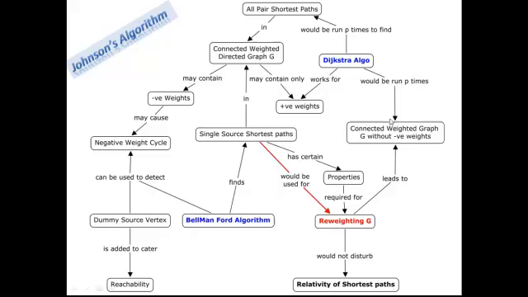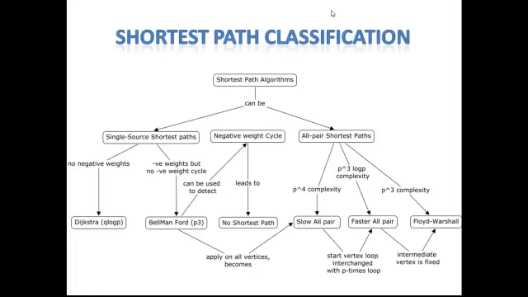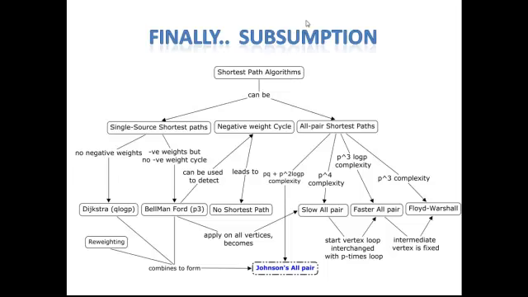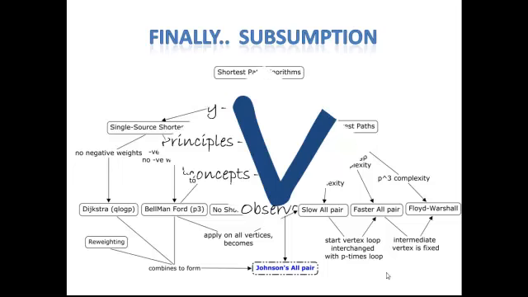And if we run Dijkstra V times on this graph, we would end up finding all pair shortest paths in much reduced time complexity as compared to Floyd-Warshall. The shortest path classification prior to Johnson includes Dijkstra, Bellman-Ford, slow all pair, faster all pair, and Floyd-Warshall. And finally, after learning Johnson's algorithm, it is subsumed in the existing shortest path classification as shown here.